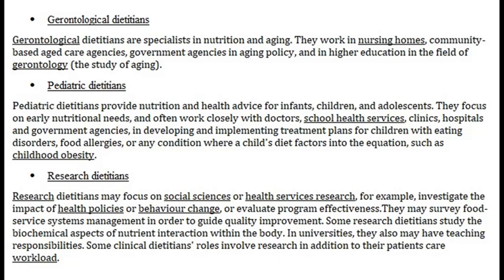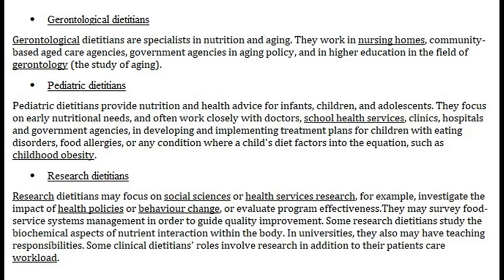Next we go to pediatric dietitians. Pediatric dietitians provide nutritional and health advice for infants, children and adolescents. They focus on early nutritional needs and often work closely with doctors, school health services, clinics, hospitals and government agencies in developing and implementing treatment plans for children with eating disorders, food allergies, or any conditions when a child's diet factors into the equation, such as childhood obesity.